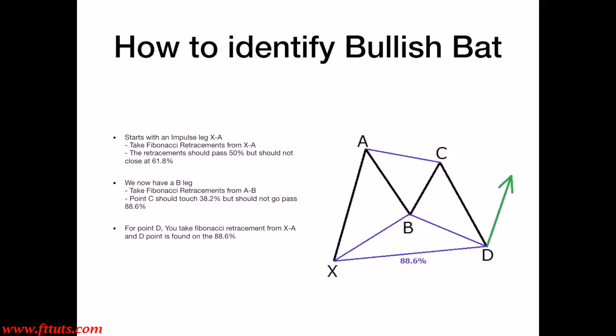The D point is found on the 88.6, because once you take the retracement from X to A, you'll be able to see that B is going to be between 50 and 61.8, and then the D is going to be 88.6, which is your entry. That's what you're going to execute.